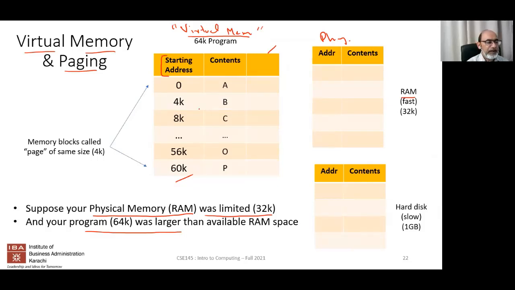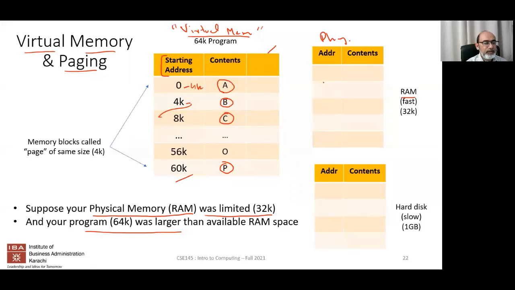So here's an example. Let's say that your actual program is 64K, so it's going from 0 to 4K over here, and their contents are, let's say, a block of code called A. Then from 4K to 8K, you have another block of code B, and so on. Okay, so you have a whole bunch of blocks of code.